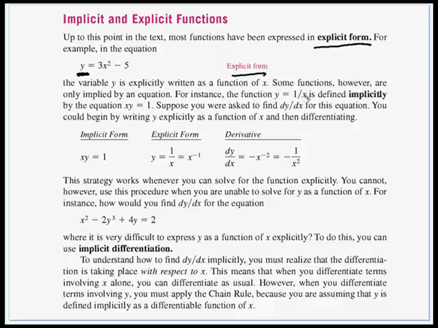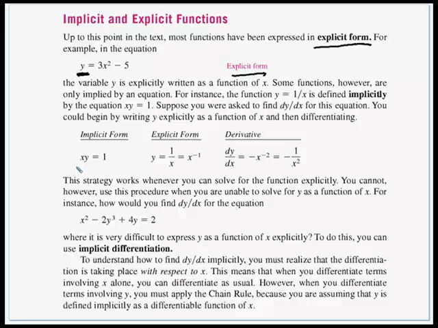For instance, the function y equals 1 over x is defined implicitly by the equation x times y equals 1. Suppose you were asked to find dy dx, the derivative of y with respect to the x variable for this equation. You could begin by writing y explicitly as a function of x and then differentiating.